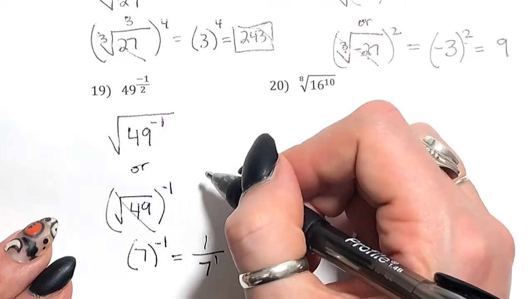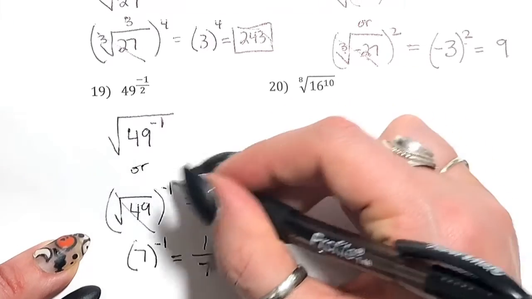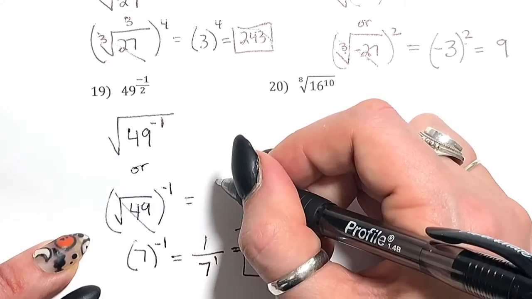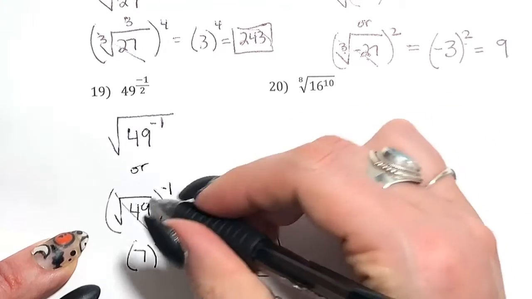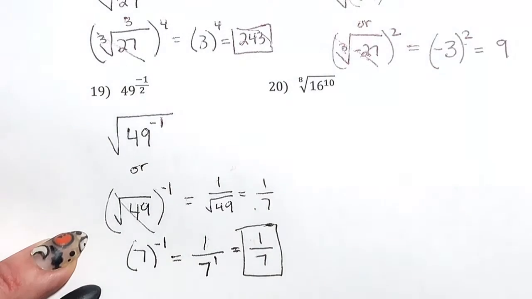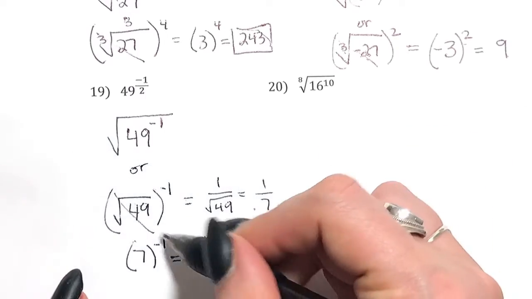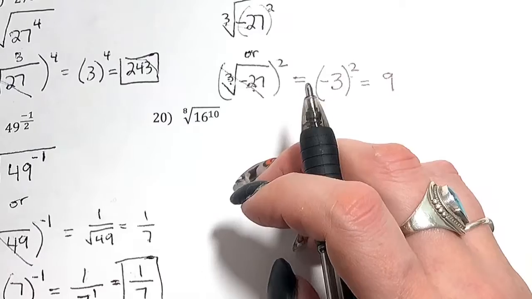Or you could have thought about it as being, if you do the negative 1 first, this is the same as doing 1 over the square root of 49. Put that down in the bottom, which is 1 over 7. So lots of different ways you can do it. You can do it in different order and it will still work out, but kind of combining that negative exponent rule that we learned last time.